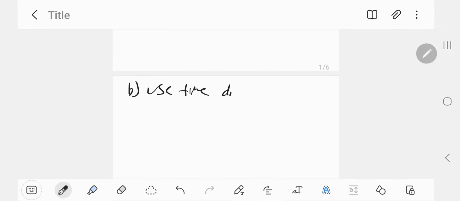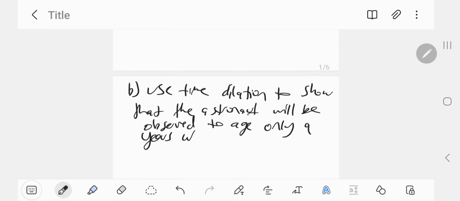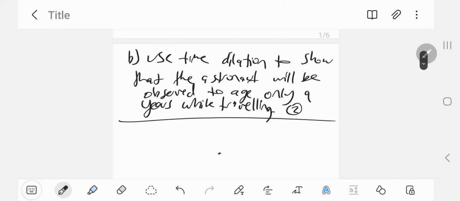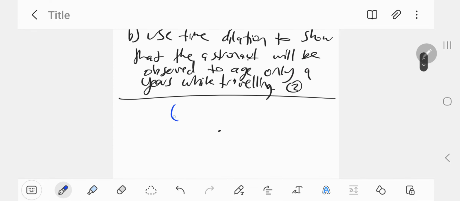Use time dilation to show that the astronaut will be observed to age only 9 years while traveling. 2 marks. Time dilation, whenever you hear the word time dilation, go straight to your formula sheet. Here's the formula.